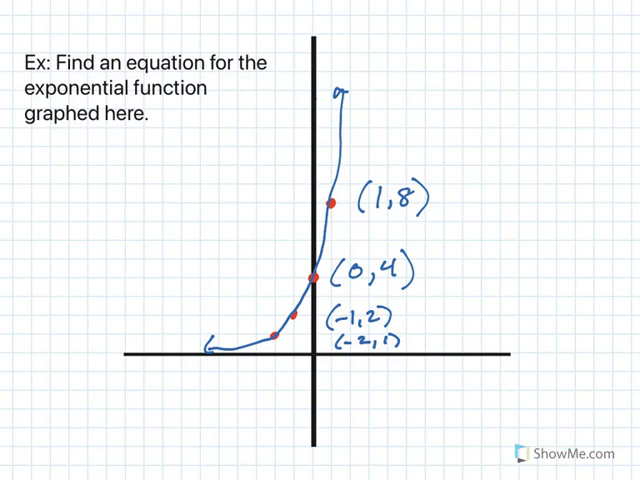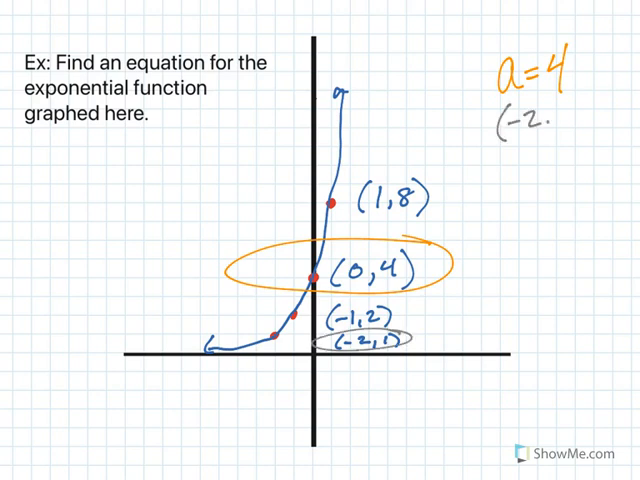At any rate, you can see here that we have the y-intercept. So we know that A equals 4, because if x is 0, then A is the y value. Now I need another point, and I'm going to pick the point farthest away, which is -2, 1. So I'm going to use -2, 1 as my other point. Okay, so let's plug that in.